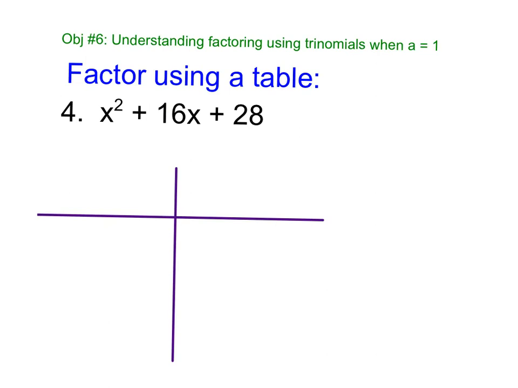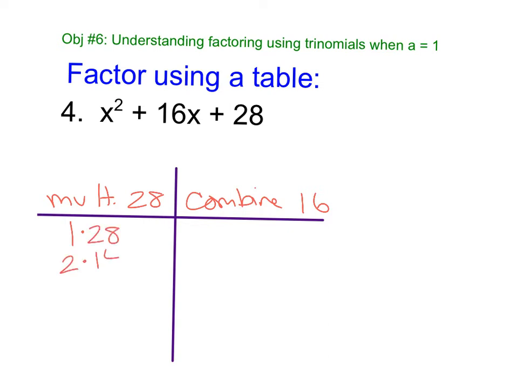All right, so remember, what are we multiplying to? We are multiplying to 28, the number that's by itself. We are combining to 16. So pause the video and write down everything that multiplies to 28. 1 times 28. 2 times 14. 3 doesn't work. 4 times 7. 5 doesn't work, and 6 doesn't work.